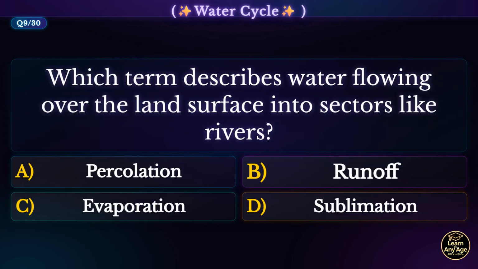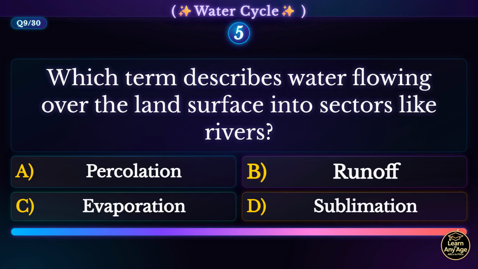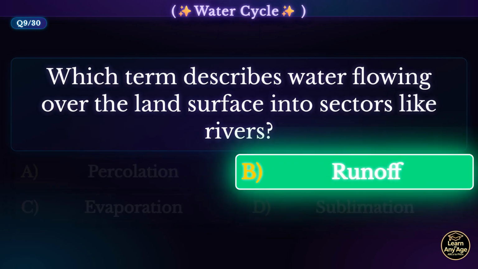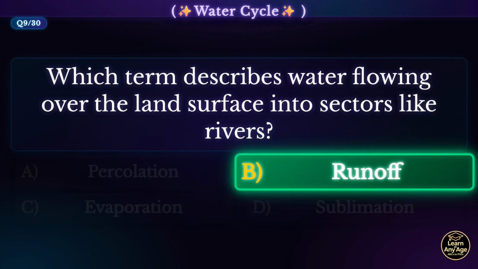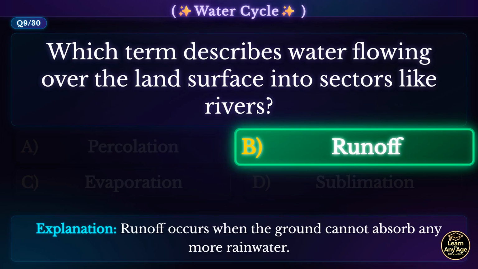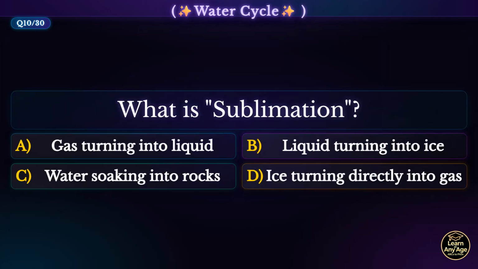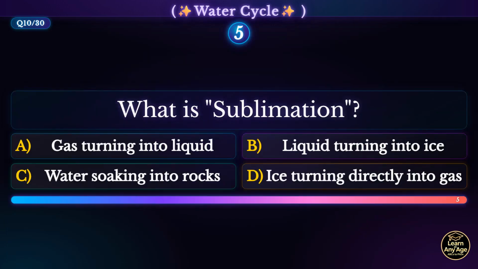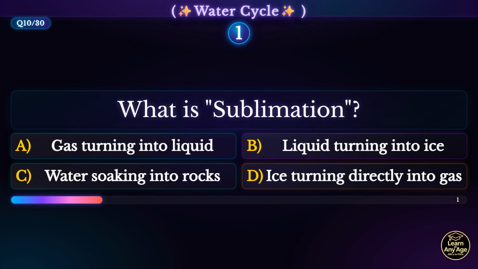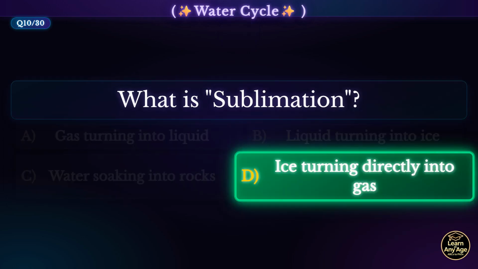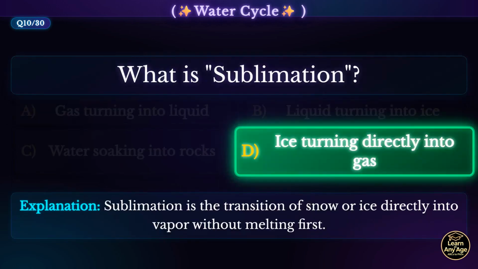Which term describes water flowing over the land surface into places like rivers? Runoff. Runoff occurs when the ground cannot absorb any more rainwater. What is sublimation? Ice turning directly into gas. Sublimation is the transition of snow or ice directly into vapor without melting first.